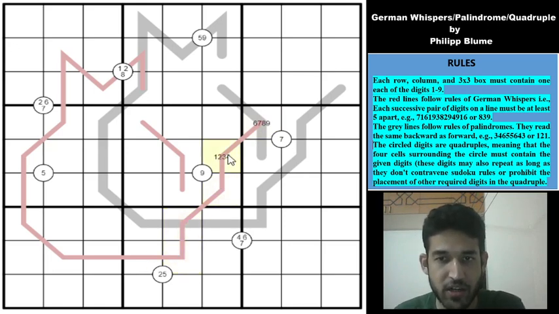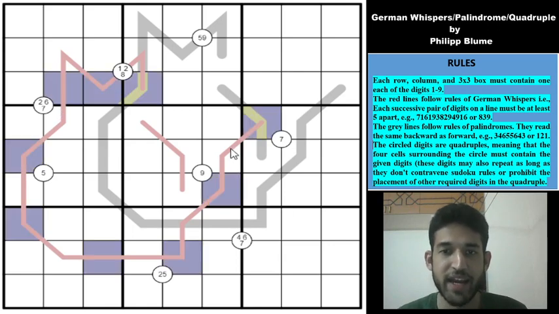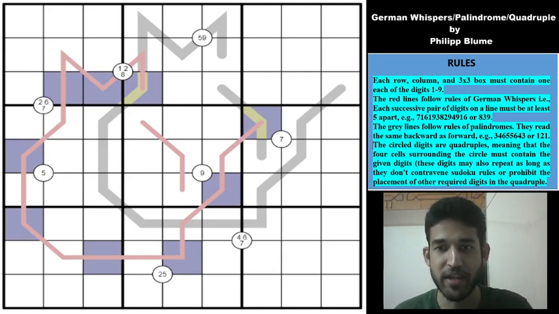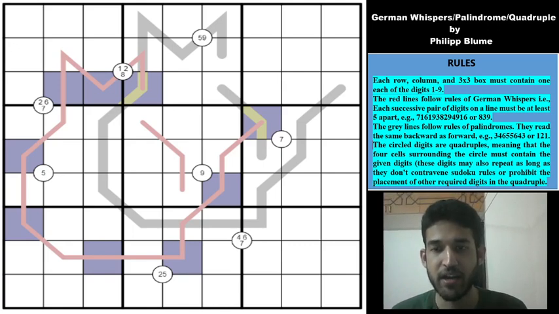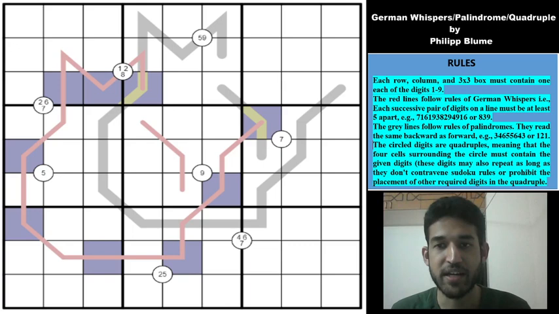So in short, we can say that, let me highlight these cells. All the highlighted cells will contain digits from the same group of numbers. By that I mean, if the purple cells contain digits from 1, 2, 3, 4, then all the purple cells will contain digits from 1, 2, 3, 4. And if the purple cells contain digits from 6, 7, 8 and 9, then all the purple cells will also contain digits from 6, 7, 8, 9 only. So this is one of the most important things to remember in a German whisper Sudoku.